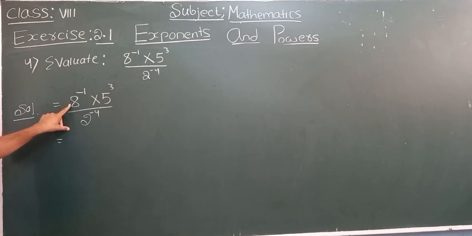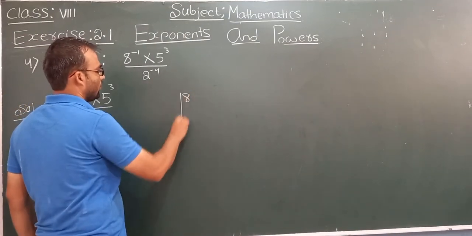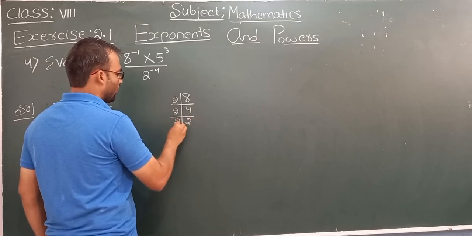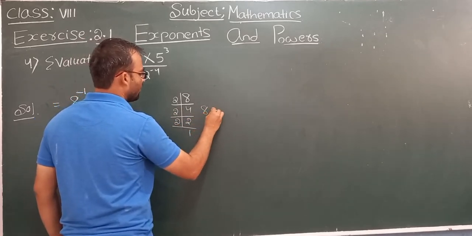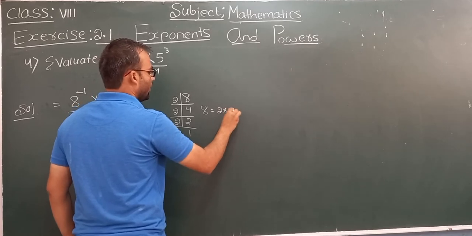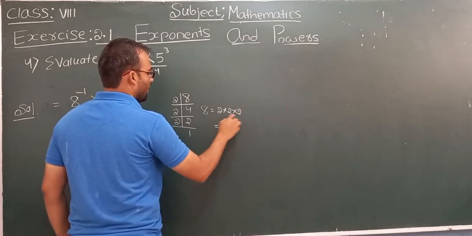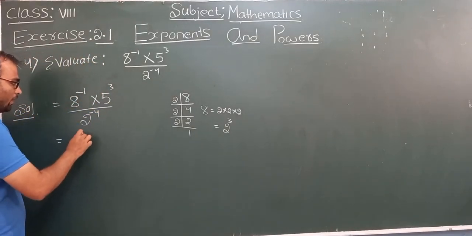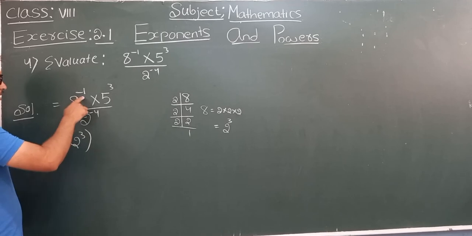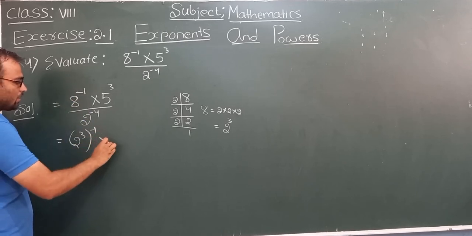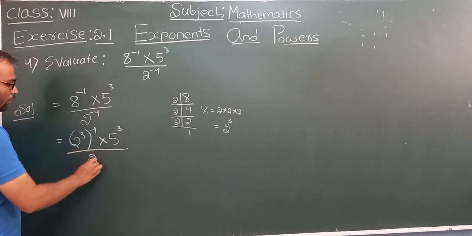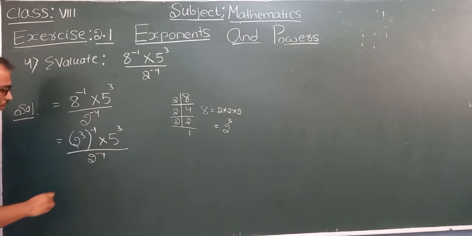This 8 can be written as 2 power 3. See here, 2 4s are 8, 2 2s are 4, 2 1s are 2. 8 is nothing but 2 into 2 into 2, 1, 2, 3 times. So 8 can be written as 2 power 3. So the power stays minus 1, write it as it is, into 5 to the power 3 divided by 2 to the power minus 4.